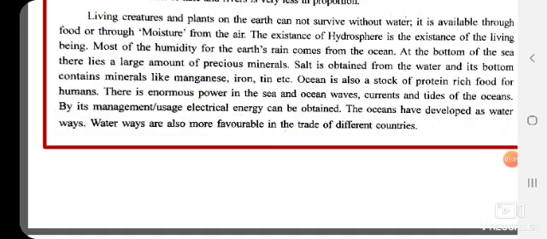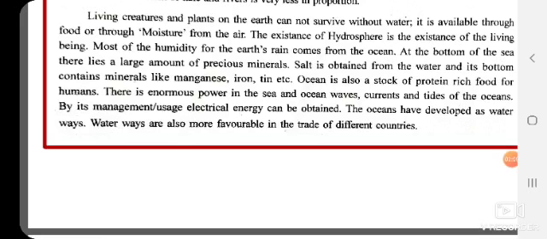There is enormous power in the sea and ocean waves, currents and tides of the ocean. This all you have seen. Currents and tides are producing energy. Electrical energy is obtained by it. We can get energy by ocean waves, currents and tides.